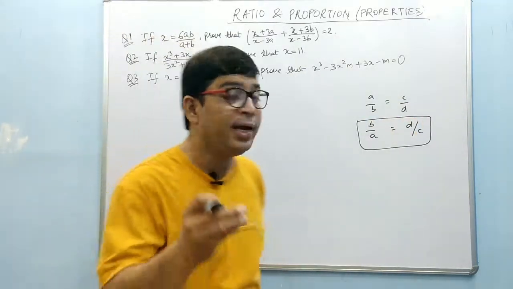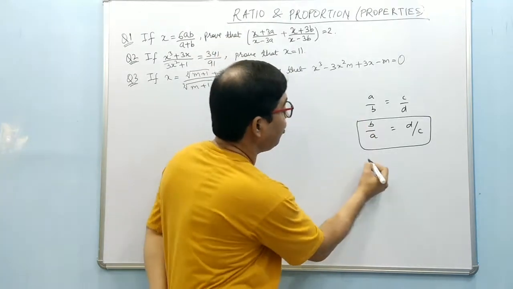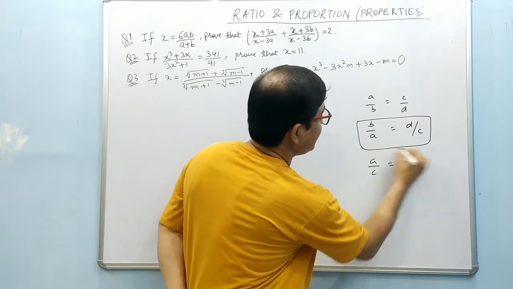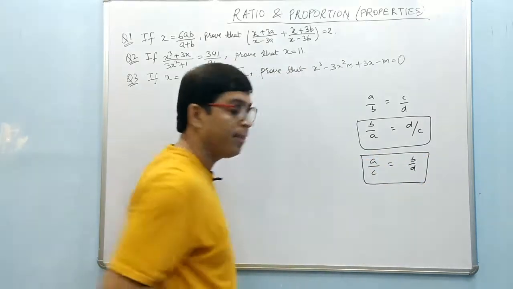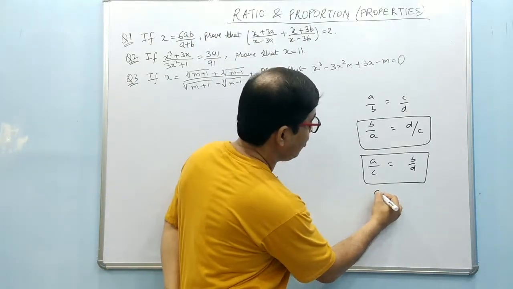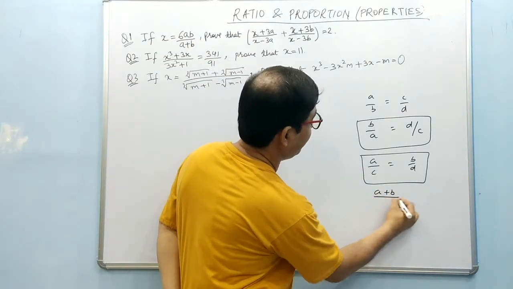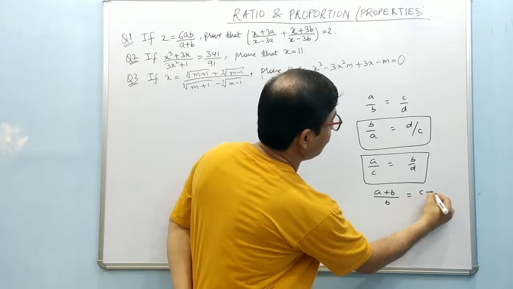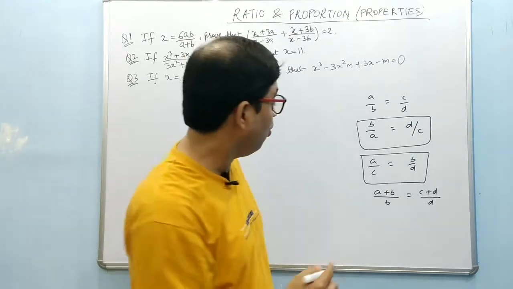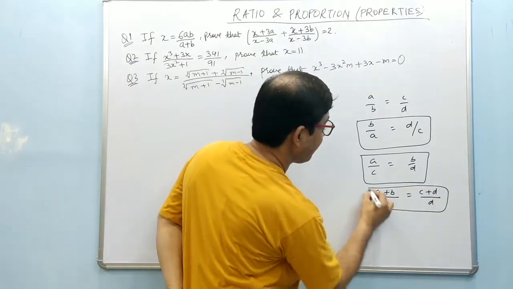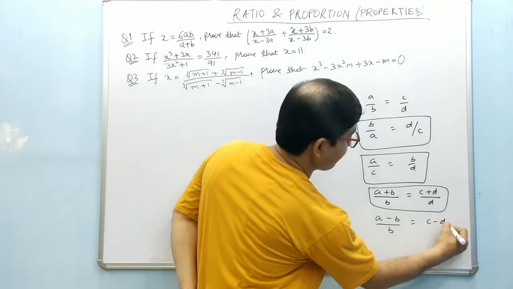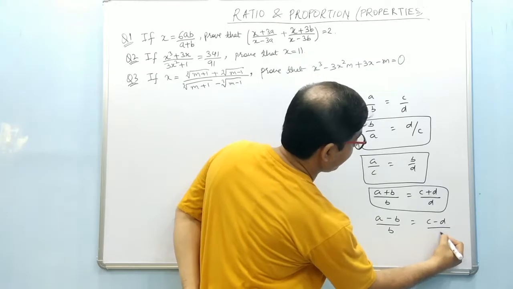Now we will go for property alternando. Alternando is A by C is equal to B by D. Now we will go for componendo. Componendo is numerator plus denominator, and numerator plus denominator on the other side also. This is componendo. And dividendo is numerator minus denominator. This is the same here, numerator minus denominator.